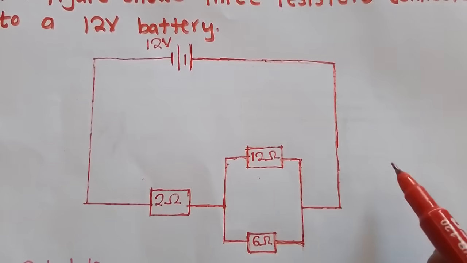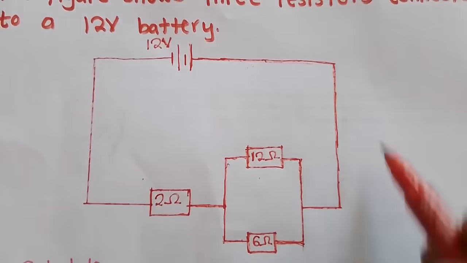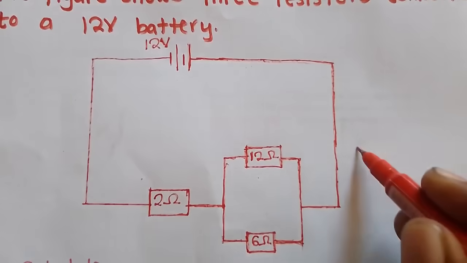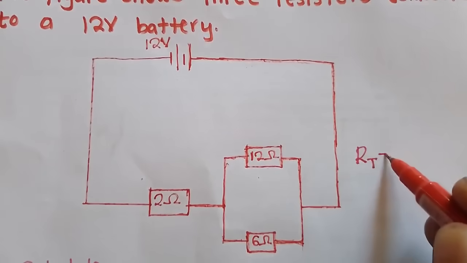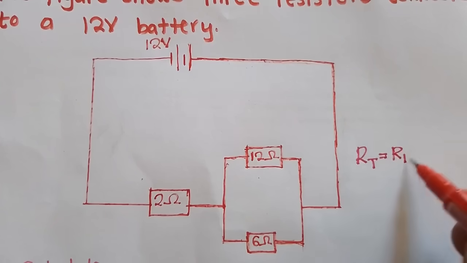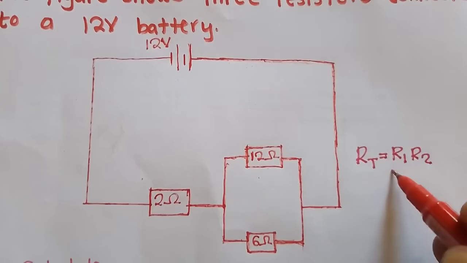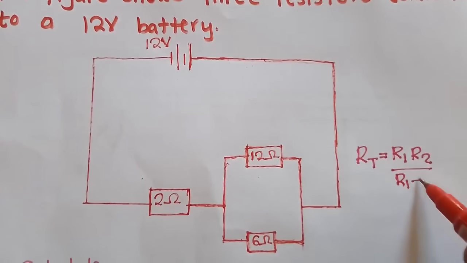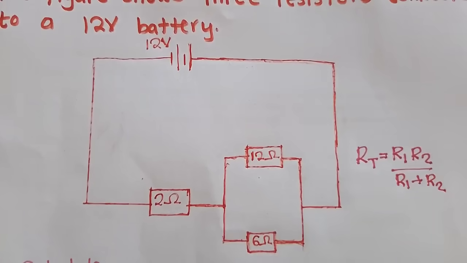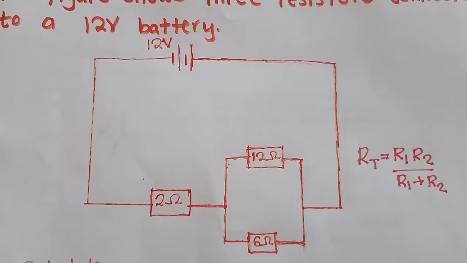So what you need to do is say total resistance is equal to resistor 1 times resistor 2 over resistor 1 plus resistor 2. This is the formula that we get to use whenever you are just having two resistors. This is the short way. It is conditional because you only apply it when you have just two resistors.